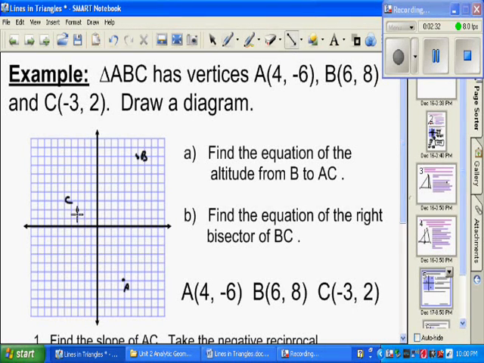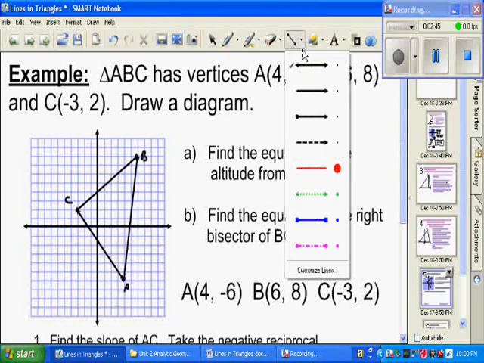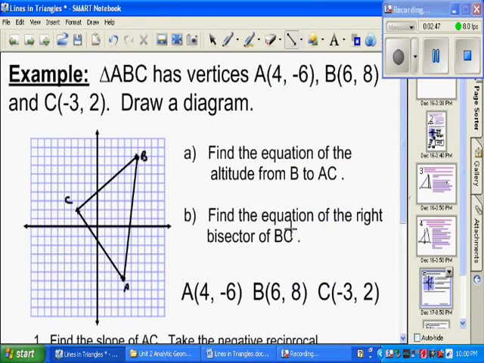And for part A, we're going to find the equation of the altitude. And then part B, we're going to find the equation of one of the right bisectors. So for part A, we can draw it onto the graph, use blue. We have to find the altitude from B to AC. So what that means is the line from B has to hit AC at 90 degrees because it's the altitude. Okay, so here's my altitude.